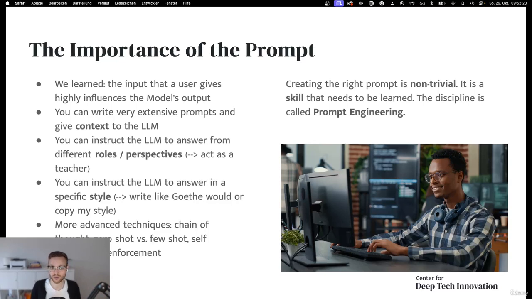You can prompt from different roles and perspectives. You can imitate certain styles. There are more advanced techniques like chain of thought, zero-shot versus few-shot prompting, self-consistency, and so on and so forth. It's non-trivial. It's a set of skills, and the skills are called prompt engineering.